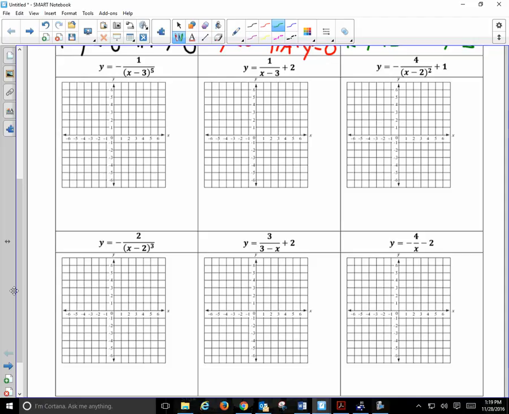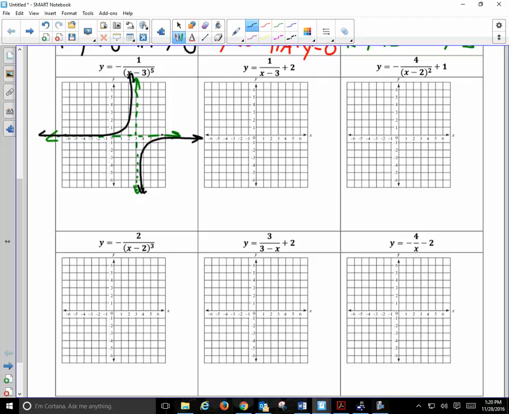So look at this one, -1 over x minus 3 to the 5th. Oh, no, it's to the 5th power. The fact that it's odd is going to be, yes, to the 1st power. Very good. So it's going to be shifted to the right 3, and it will be flipped upside down because of the negative.